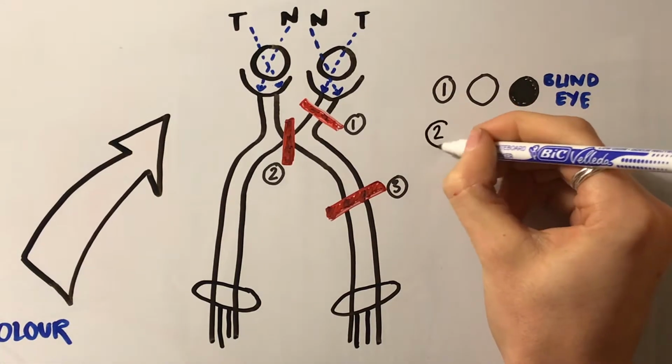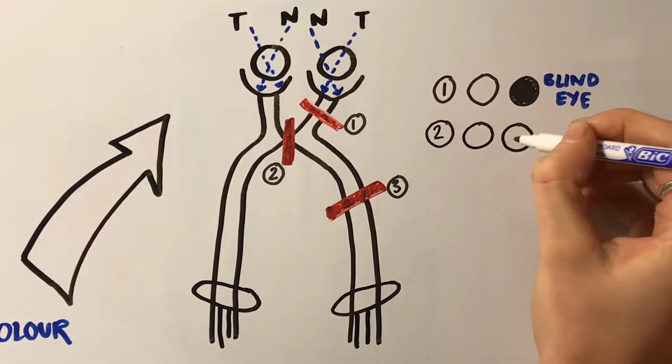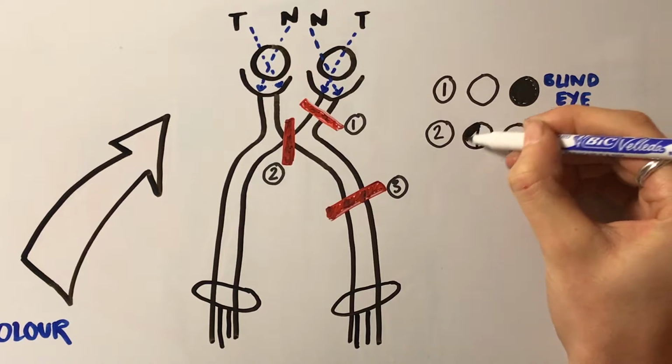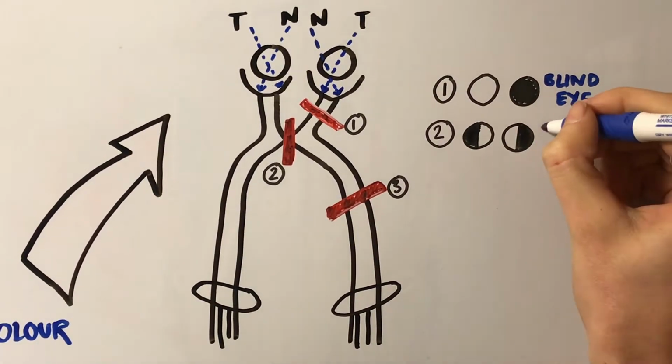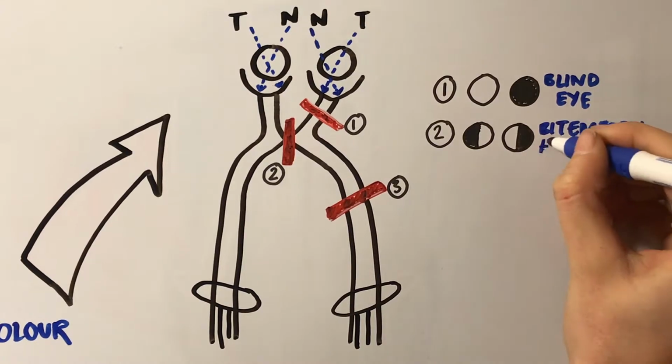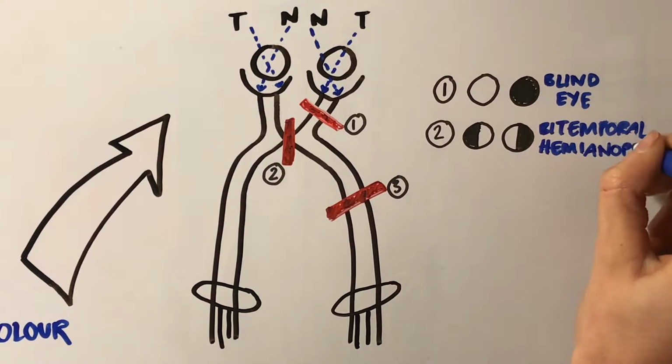Lesion number 2 is occurring at the optic chiasm. At the optic chiasm, information from the temporal visual fields crosses over, but the nasal fields are not involved. So a patient with a lesion of the optic chiasm would likely present with bitemporal hemianopia.